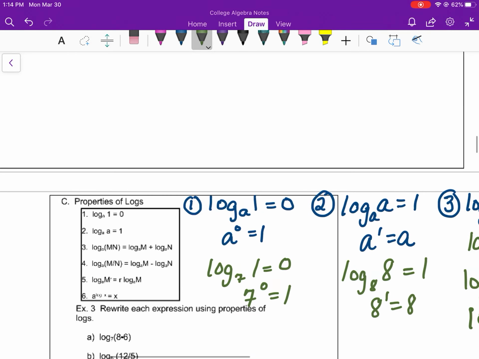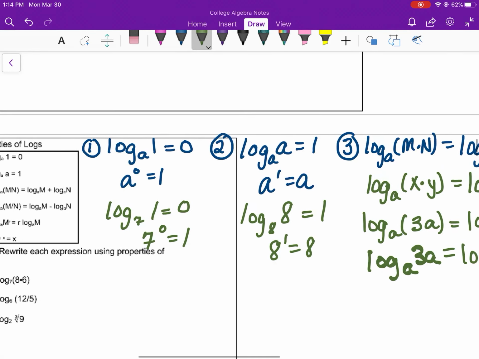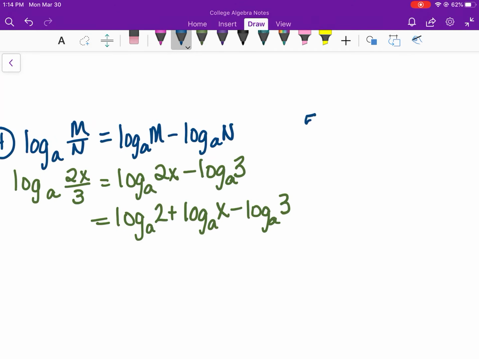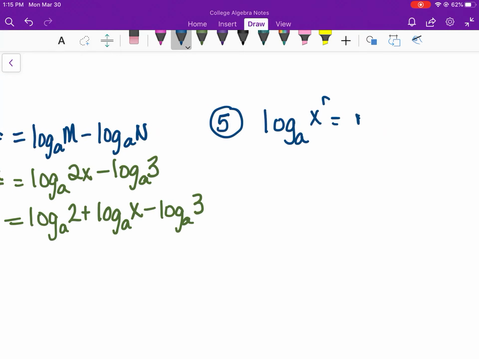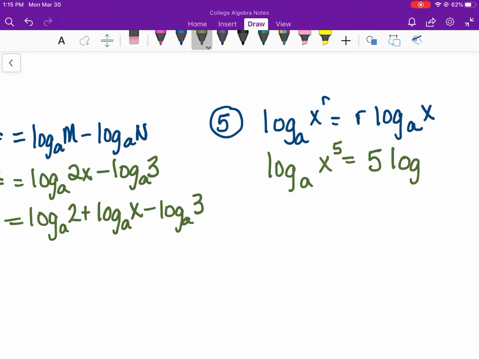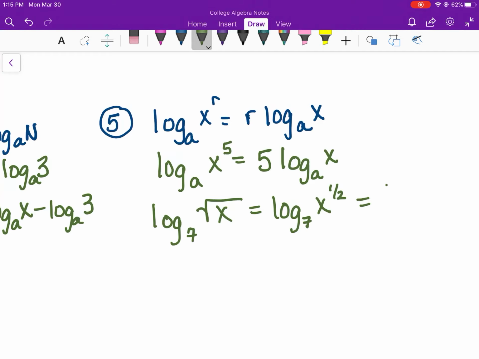And let's see. We also have what we call a power rule. It's number 5. So log base a of x to the r. The power rule says the exponent can come down to the front. So for example, if I had log base a of, say, x to the fifth, that's going to be 5 log base a of x. Or let's say I had log base 7 of the square root of x. That's log base 7, x to the 1/2. I switch that to an exponential. Bring my 1/2 to the front.